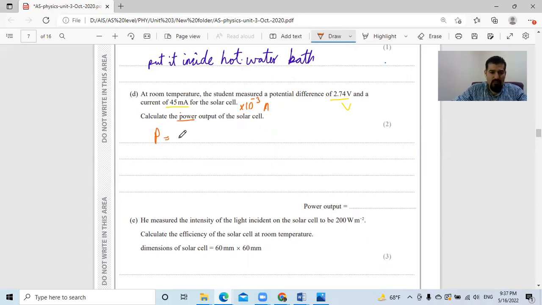Now we know that power equals IV, which is 45 times 10 to the power of -3 multiplied by 2.74. By using the calculator, as you can see here, we have two significant figures, here we have three significant figures, so the answer can be two or three significant figures, so it will be 0.12 watt. Yes, it will be 0.0123. Yes. Okay, so here it will be more accurate.